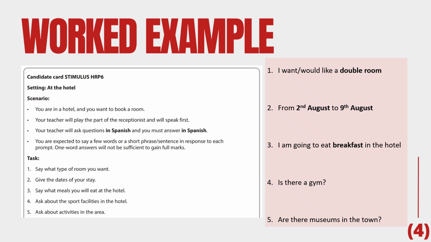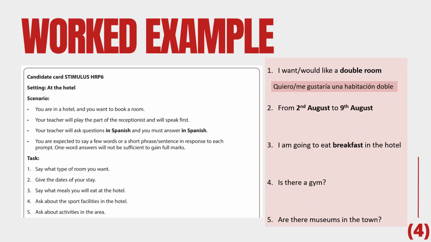So I suggest you pause the video now, read the tasks. So number 1, say what type of room you want, and then translate I want or I would like a double room into Spanish, and then come back when you've done your translation and you want the answers. Okay, so I want or would like a double room. Me gustaría or quiero una habitación doble.